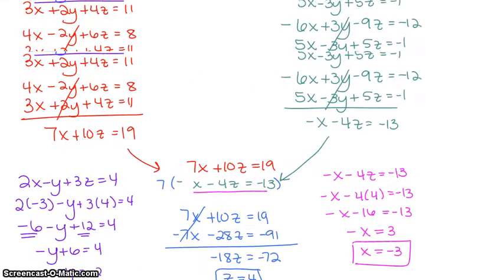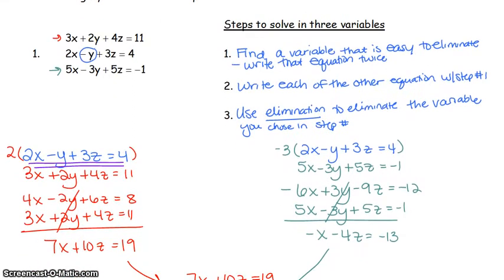So to review, we start with our system. First thing we do is find the easiest one that's going to allow us to eliminate. We write that twice. So we chose this equation, we wrote it 2 times. Then step 2 is we're going to take the 2 equations that we didn't solve for, write them below. Then we are going to eliminate the variable that we chose. We chose y, so we chose to cancel out the y's, which left us with x and z.